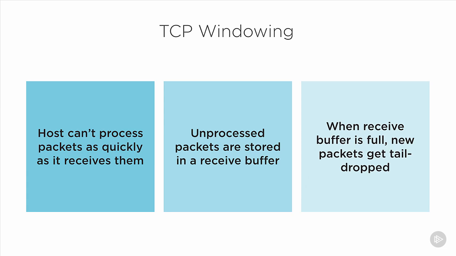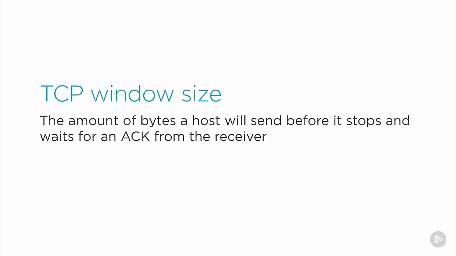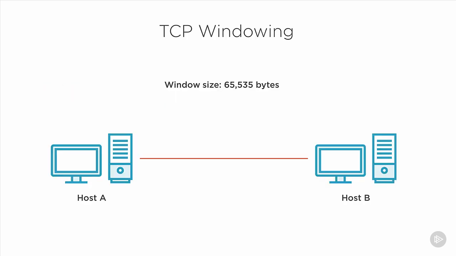Right now, let's talk about windowing and how it can actually cause the very problem that it's supposed to solve. The window size is simply the amount of bytes a host will send before it expects an acknowledgement. Suppose that host A and B agree on a window size of 65,535 bytes, which is the maximum window size supported by the TCP headers. This means that host A will send up to 65,535 bytes to host B before it stops sending and waits for an acknowledgement. No problem there, right?